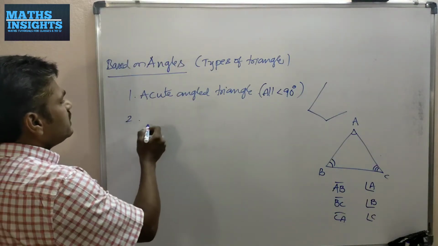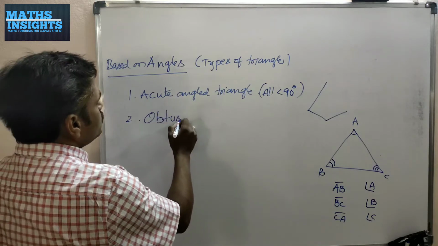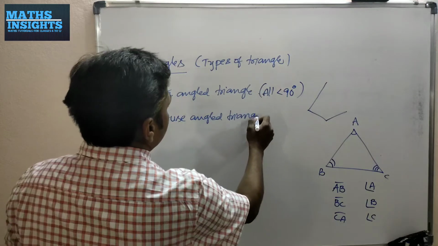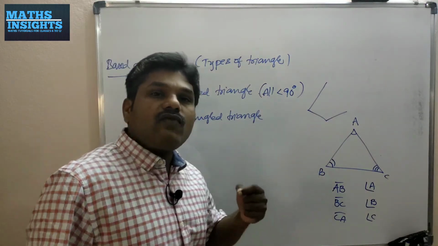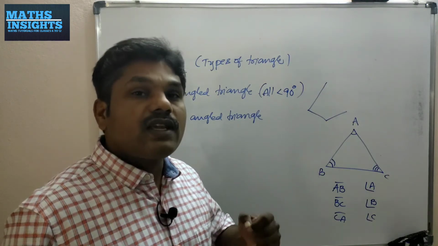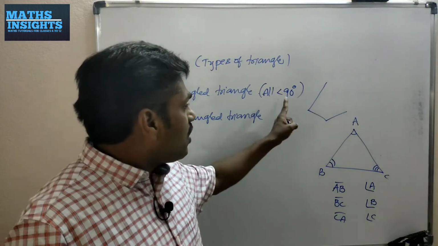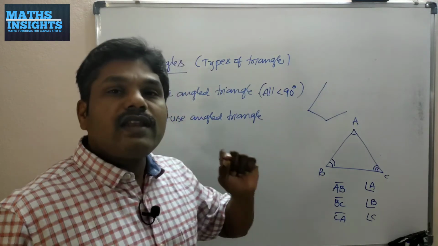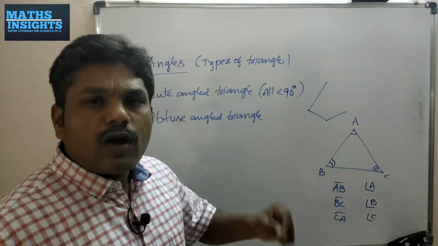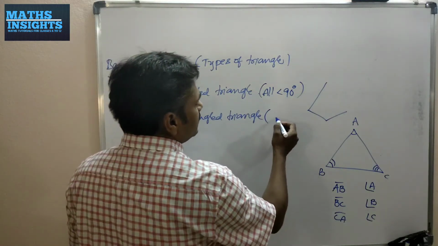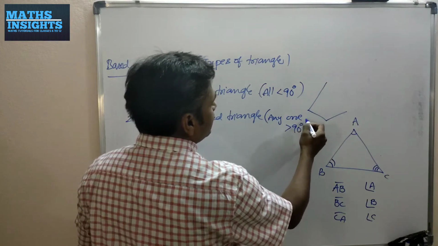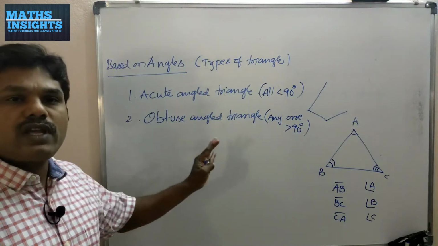And coming to second category, obtuse angled triangle. Means if any one angle is more than 90, not less than 90, any one angle, here all angles, but here any one angle is more than 90, that is said to be obtuse angle triangle. So I am writing any one should be greater than 90. That is said to be obtuse angle triangle.